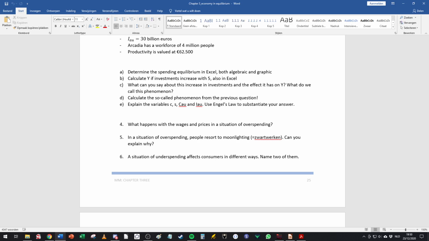Okay, then we have 6. A situation of underspending affects consumers in different ways. Name 2 of them. Here we can really think about the case of Dalmasca. Over here, the demand is very small, and the economy is not using its full potential. It's not employing all of the production factors. So the thing is, companies will have supply left. They can't get rid of it. There is no demand, so they have product, but it's not selling.